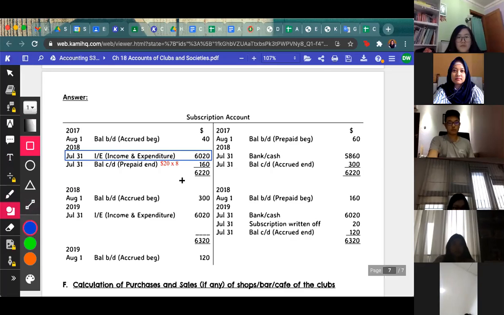Next. Once you finish 2017 to 2018 July 31st, carried down to the next accounting period, accrued now becomes accrued beginning, it goes to debit, and prepaid now goes to the credit side as prepaid beginning. The rest are the same.